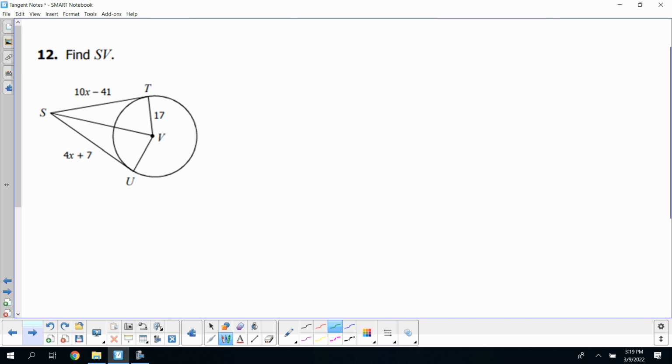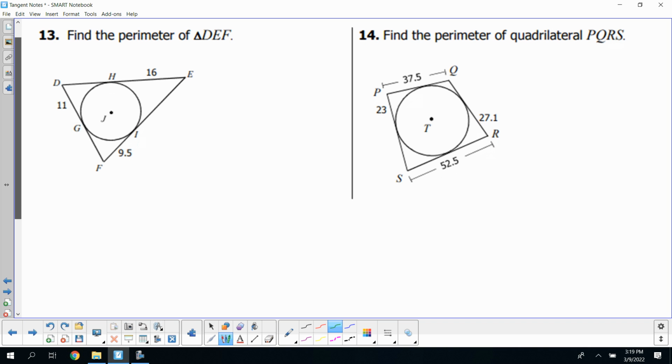All right, let's skip number 12. Let's take a look at 13 and 14. They want us to find the perimeter of the triangle DEF. So we're assuming, of course, that these are all tangent to the circle that it is surrounding, okay? And if we do that, then remember, these segments are going to be equal to each other. This segment's going to be equal to that segment. This segment's going to be equal to this segment. And this segment should be equal to this segment, okay?